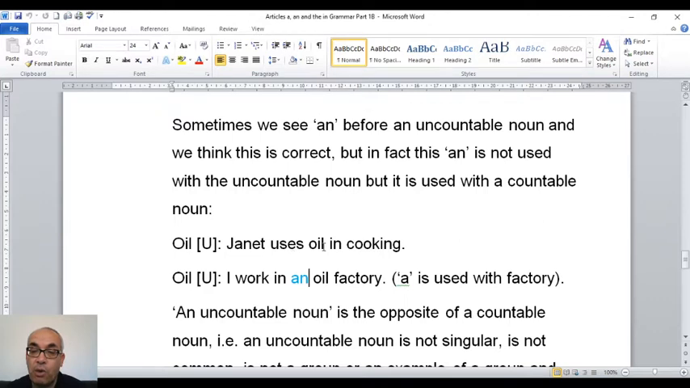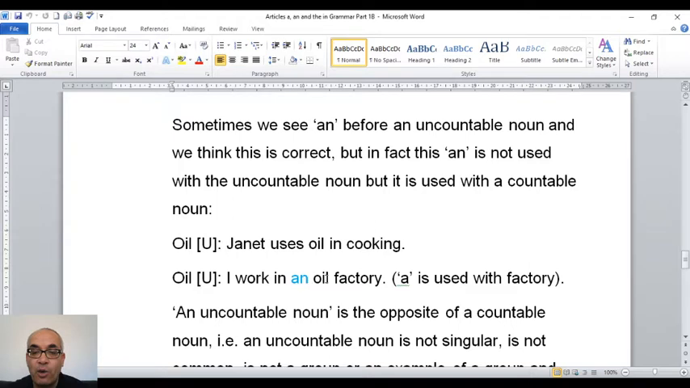Janet uses oil in cooking. I don't use any article, no an before oil. Why? Because oil is uncountable. Of course, uncountable noun. Now some students can see an before oil and they say oil is uncountable. How do I use oil? Because an is for factory and oil is an adjective for factory. Oil here is a noun, it's a name, and oil here is an adjective for factory.